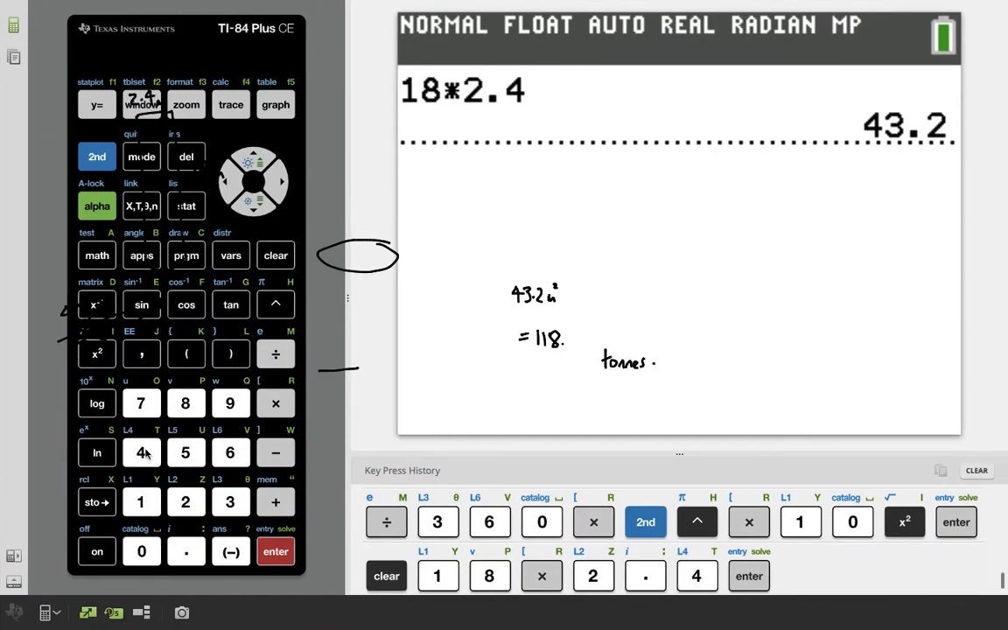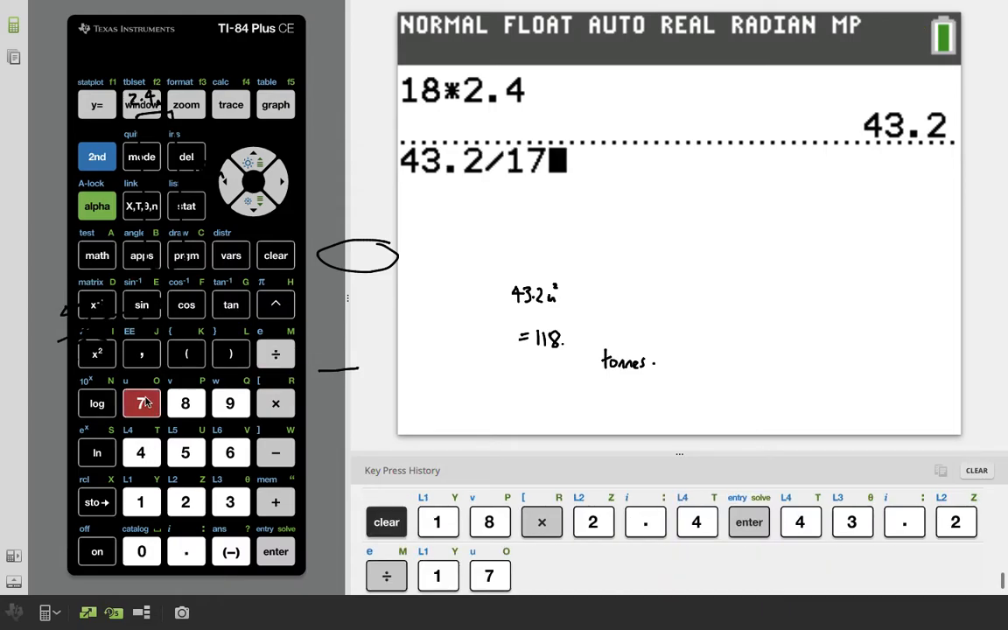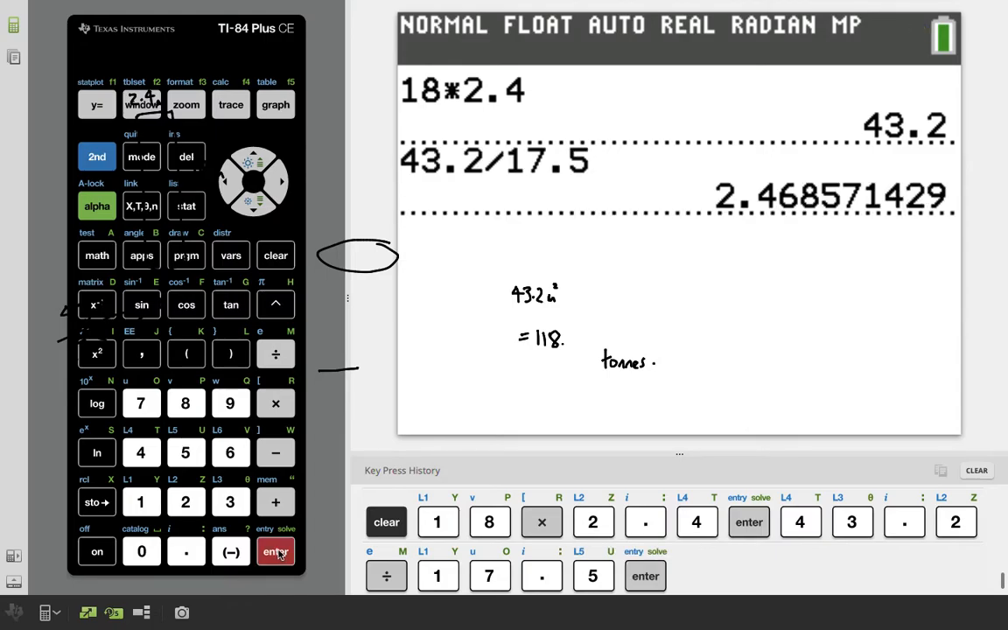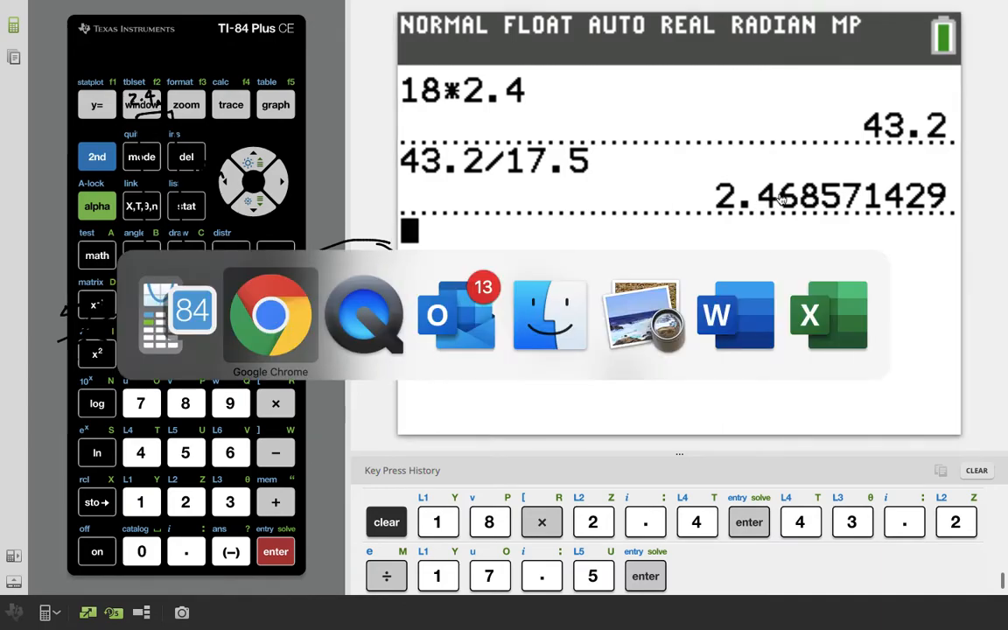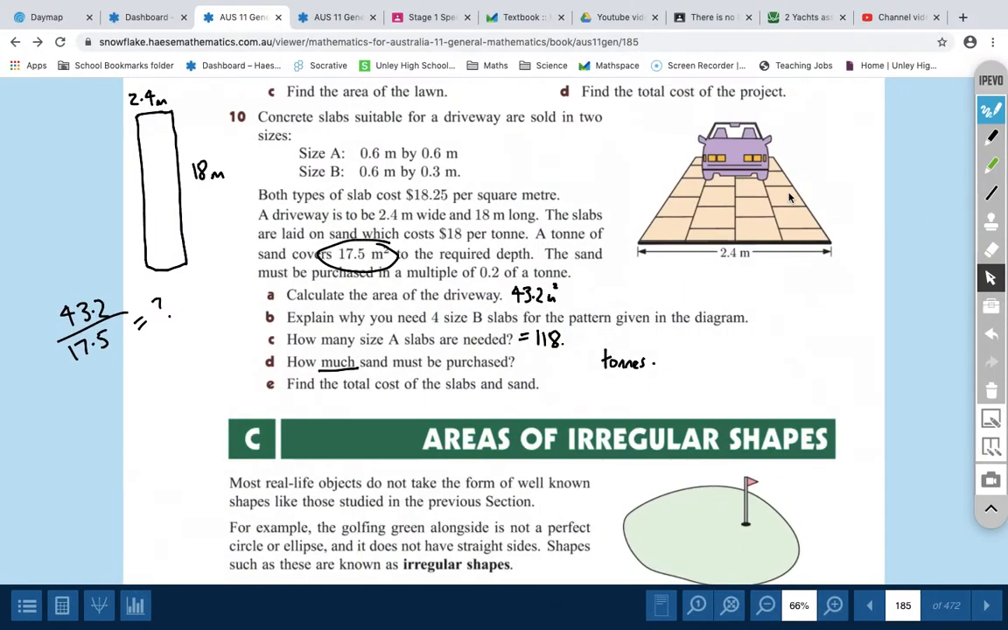43.2 divide 17.5 equals, we're getting 2.46. Now, if you read carefully, they said you have to sell the sand in lots of 0.2s. So I just got to remember that. 2.46, we'll round it up, 2.47. Let's go back. Right, so we've got 2.47 tons as our answer.